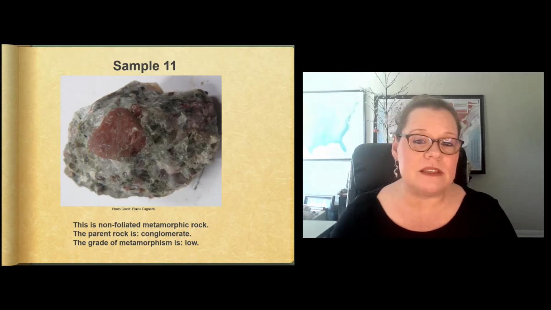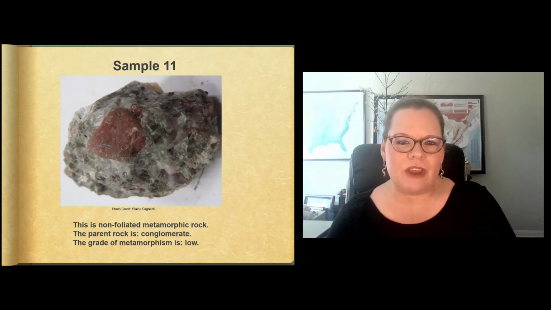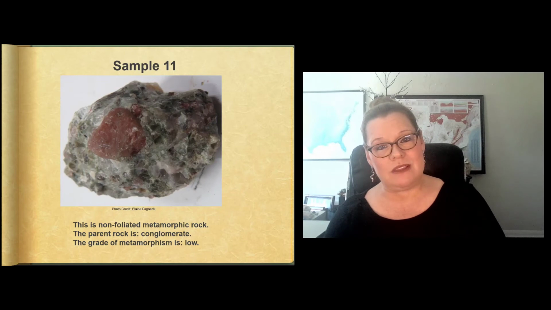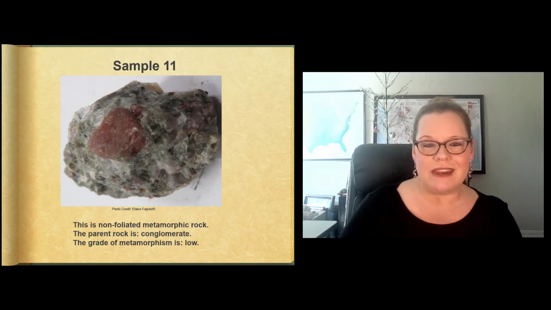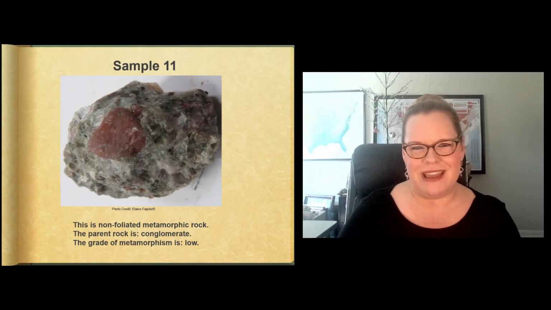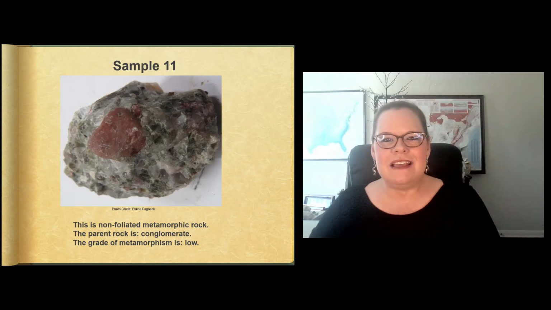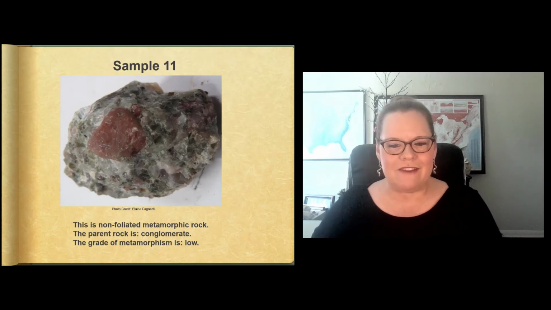I will say something about this one. If it underwent enough heat and pressure, then it could transcend into the foliated category, but it's not there yet. It's totally non-foliated. This is a low-grade metamorphic version of this. So what do you have? Let's move on to sample 12.